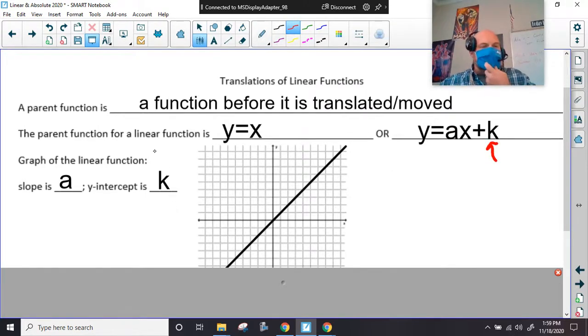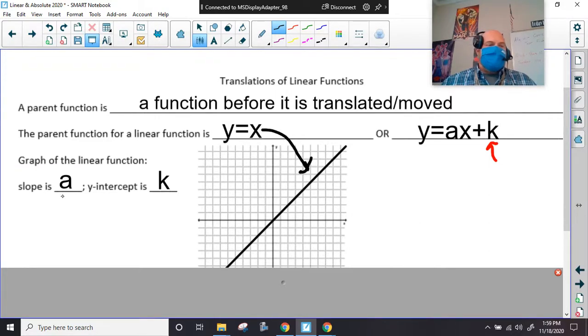All right, so the parent function is basically like the base model of a vehicle. No extra bells and whistles. This is what it is. But if you get the different rims, get the leather interior, get the heated and cooled seats, that is the translation.